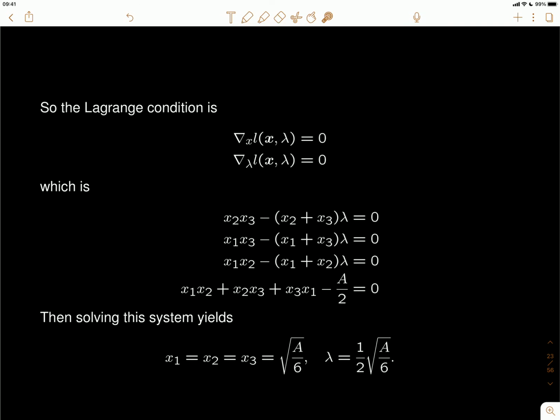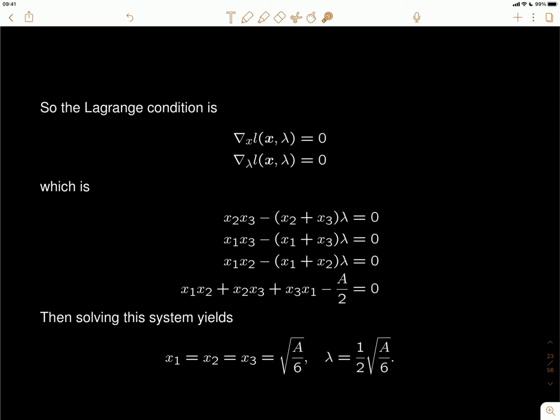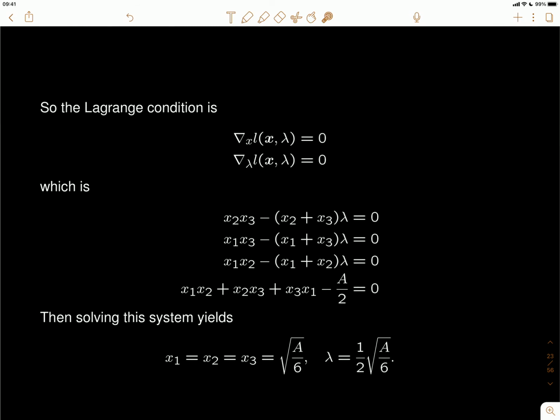Okay, so now let's recall what that is. We take the derivative with respect to x1 of this thing. We see that we'll get negative x2 x3, and then we have x2 times lambda, and also x3 times lambda, right? So that's what we have. So it's x2 x3 minus this. I used the negative of this, but it doesn't matter. I want this to be 0 and the negative of this to be 0. They're equivalent. If I said negative of this, there should be a negative here as well. But it doesn't really matter, as I said.